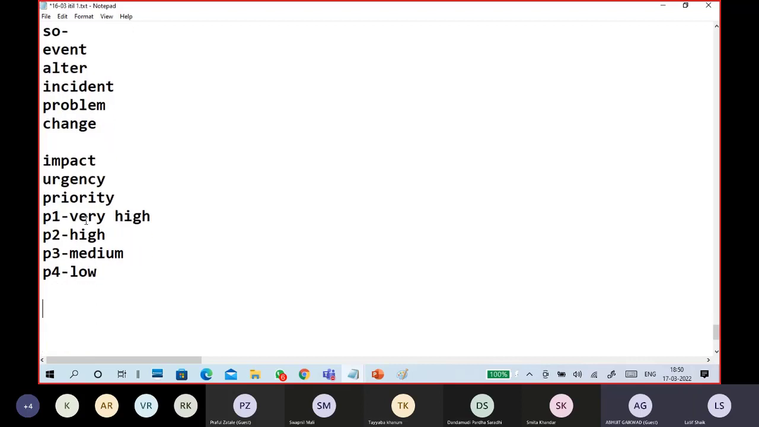So urgency is very urgent, not very urgent. Impact is widely impacting, low impact, that kind of thing is also there. So 1, 2, 3, 4, or 1, 2, 3, 4, 5 will be there. It depends upon the organization. Colors are also there: red, green, yellow, orange. The colors represent urgency and follow-ups.